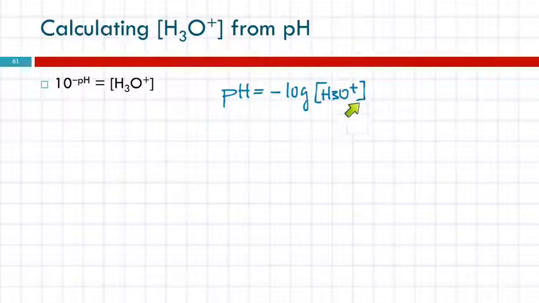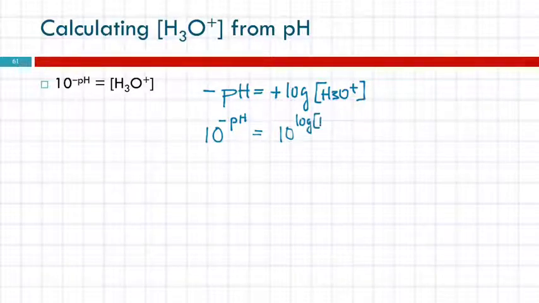So if I want to isolate the hydronium ion concentration, I need to get rid of this negative sign and I need to get rid of log. Well, the first thing I'm going to do is multiply both sides by -1. So that's going to make the pH negative, and it's going to make this side positive. I can't divide by log to get rid of it because it's a function. I have to do the opposite of the function, which is the antilog. So antilog is 10 to the x. So I'm going to do 10 to the x on both sides of the equation. So that's going to give me 10 to the minus pH equal to 10 to the log of the hydronium ion concentration.